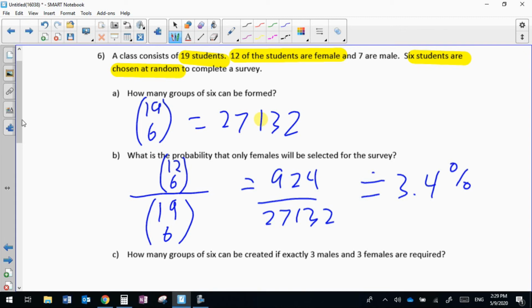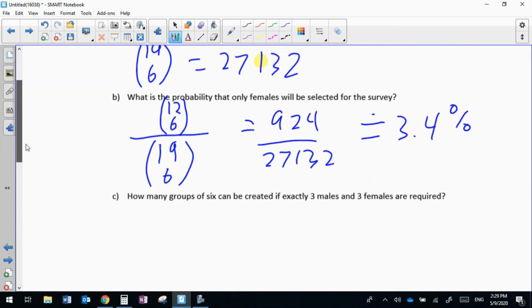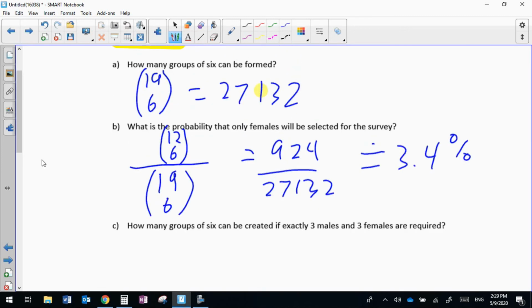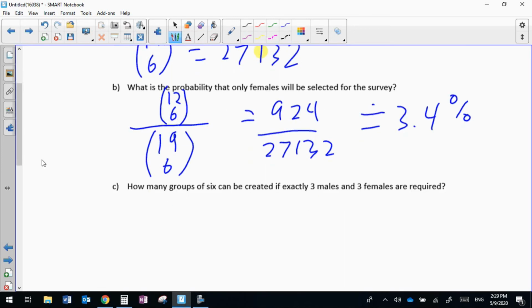How many groups of 6 can be created if exactly 3 males and 3 females are required? Well, the way I would tackle this one is I would start with the number of males that could be selected. There are 7 males. We need to choose 3 of them. And that gives me all the possible. So it's almost like I'm treating it as, instead of 1 group of 6, 2 groups of 3. So those are the possible males. Multiply that by the possible females.